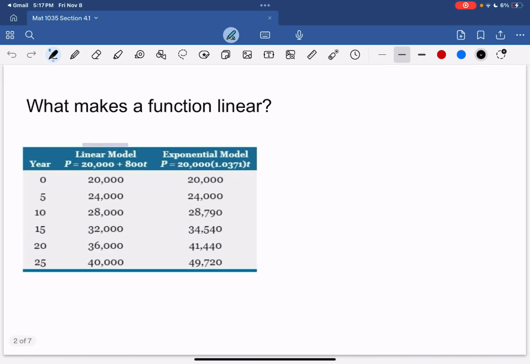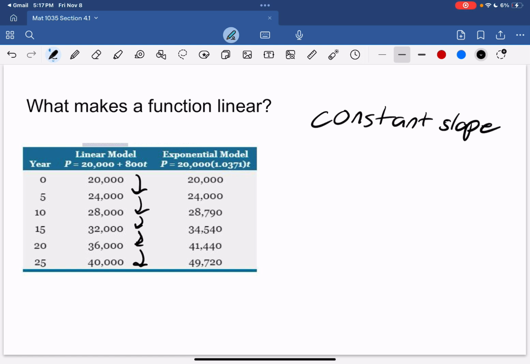So the first thing, just as a recap, and we talked about this in the first 3 chapters of the class, what it means to be linear. Okay, so to be linear, all that has to happen is we have to have a constant slope. So we're just going up by the same thing every time. So the linear model is this middle column, and as you can see, these all have a difference of 4,000.